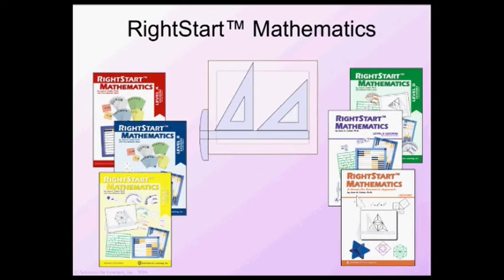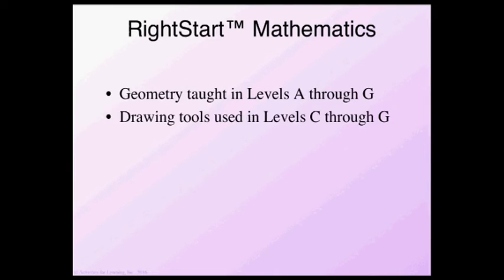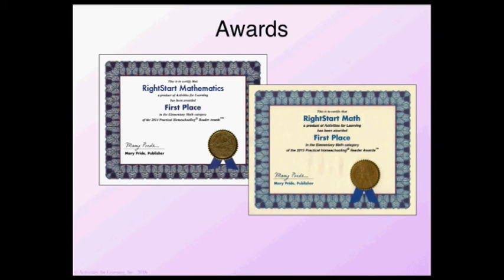In Right Start Mathematics, the drawing tools are used. The geometry is taught in levels A through G, and the drawing tools are used in levels C through G. And in level G, the drawing tools are used every day. Right Start Mathematics program was given the first place award in the 2014 Practical Homeschooling Reader Award by Mary Pride, and also in 2015 we were given the same award.